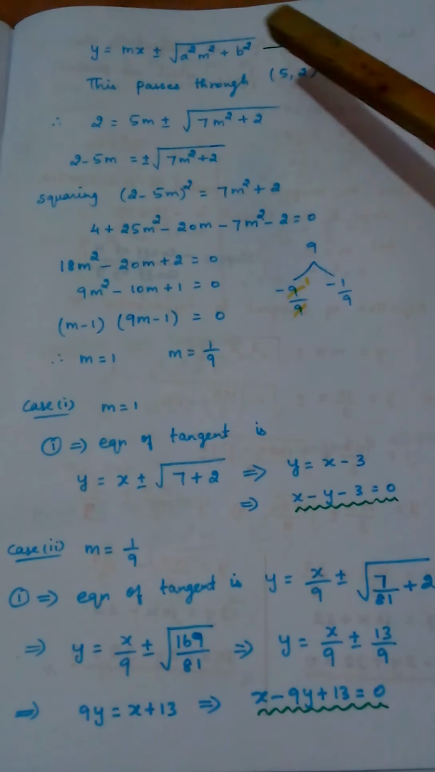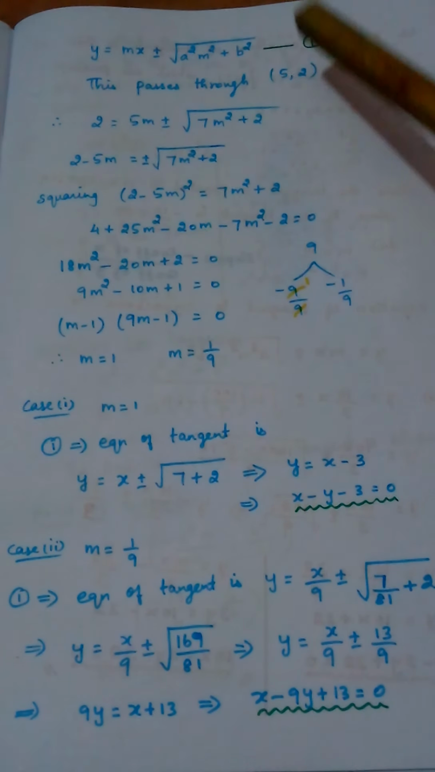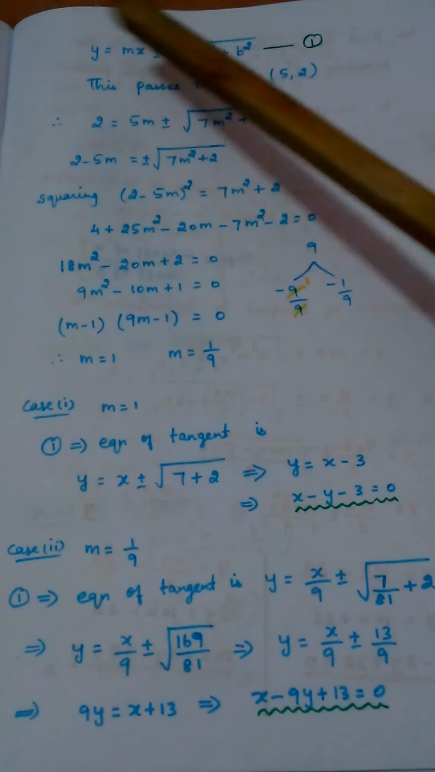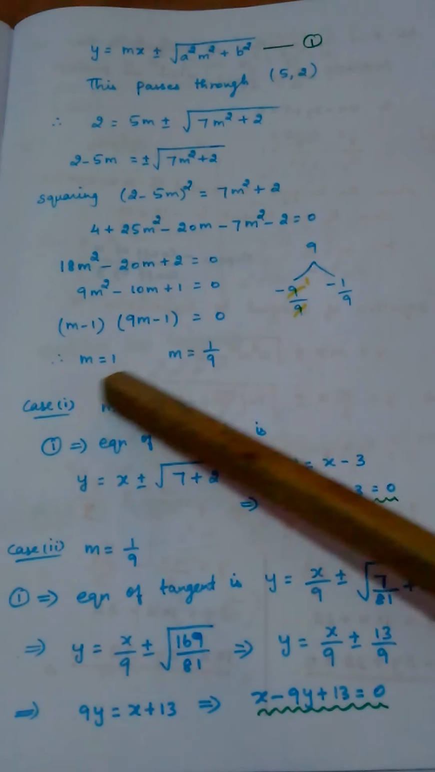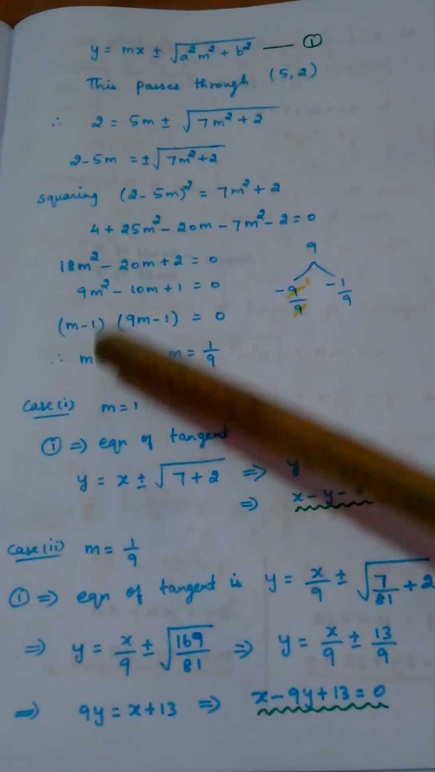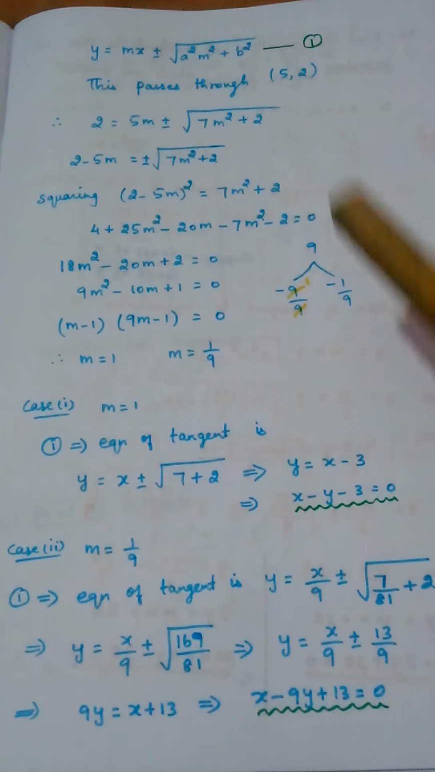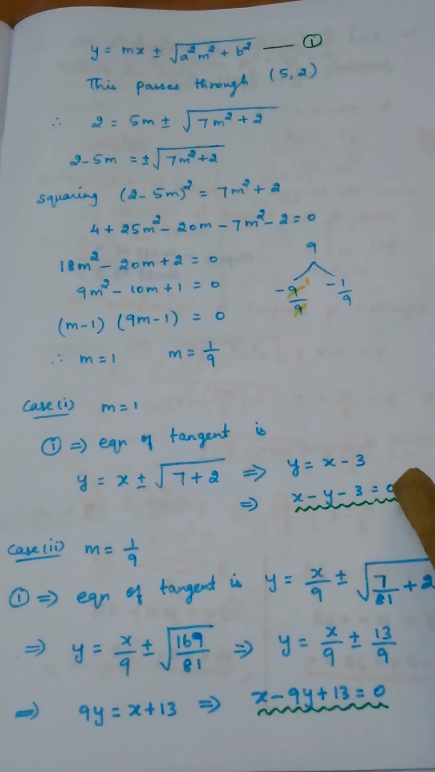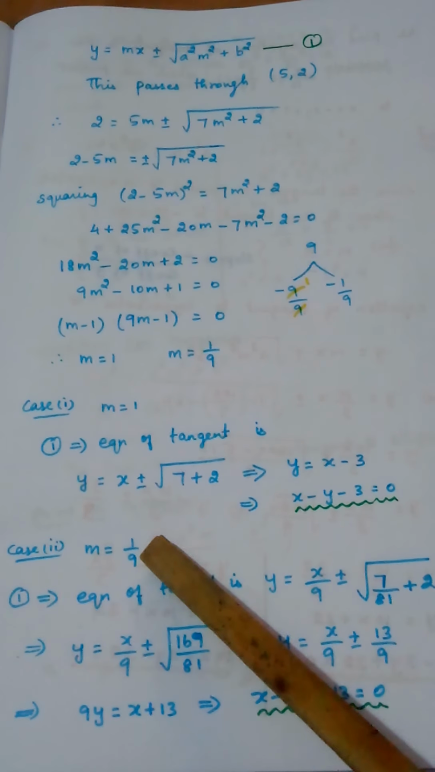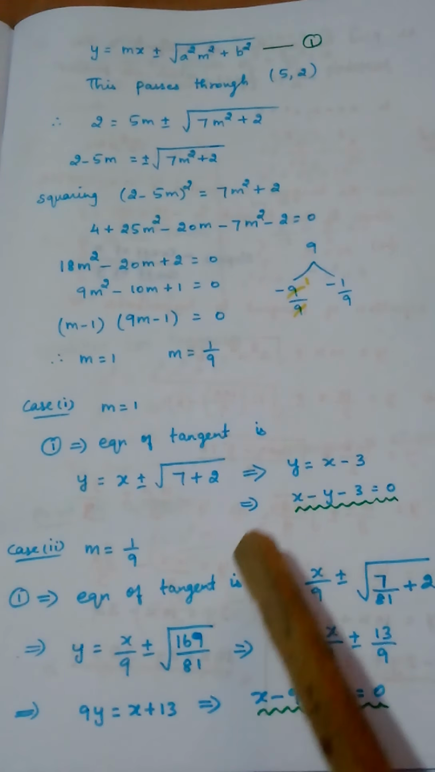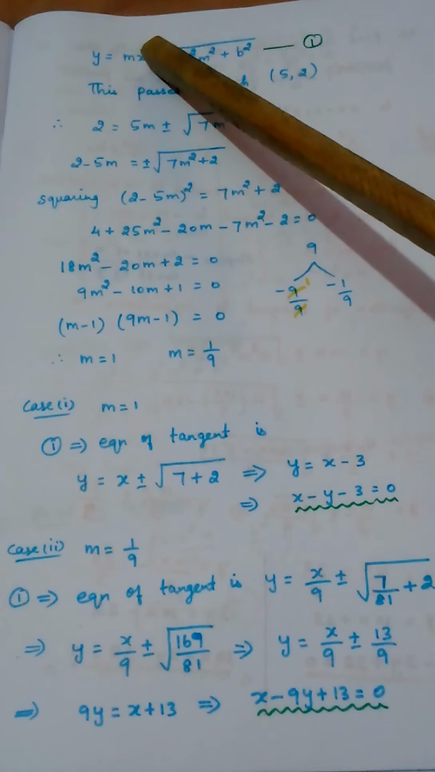Again I repeat, this is the equation of tangent, which is the formula that we know. Since the tangent passes through (5, 2), we are substituting the x and y values and doing the simplification, and we got two values for m. So we substitute one by one in the first equation. If I substitute m equal to 1, I get one equation of tangent. If I substitute the second value, 1 by 9, in the same equation, it comes like this.